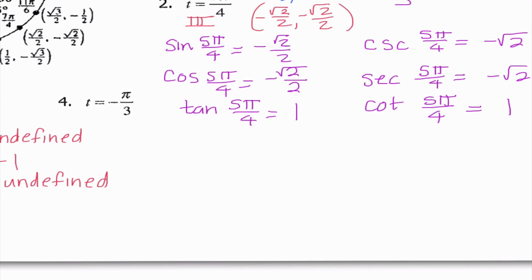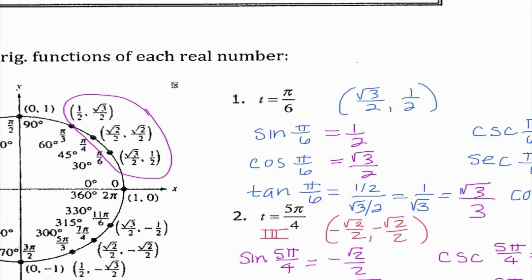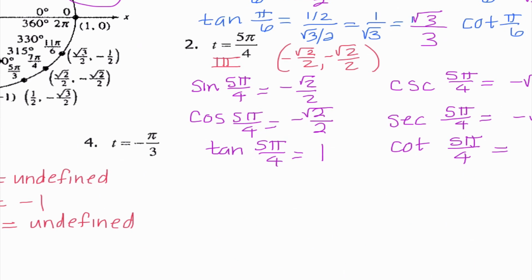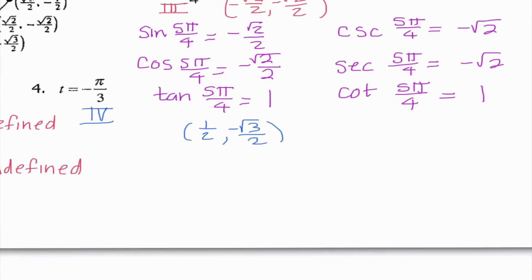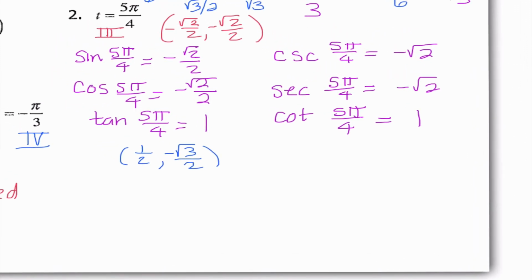Okay, last but not least, we have t equals -pi/3. If I look back, and if I have this memorized, pi/3 is an ordered pair of 1/2, radical 3/2. Now, I know -pi/3 would be in quadrant 4. I know in quadrant 4, that means we're moving to the right and down. So that means that my x value will be positive and my y value will be negative. So my ordered pair in this case is 1/2, negative radical 3/2.